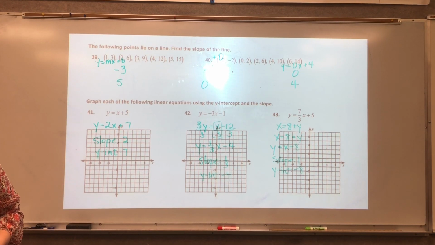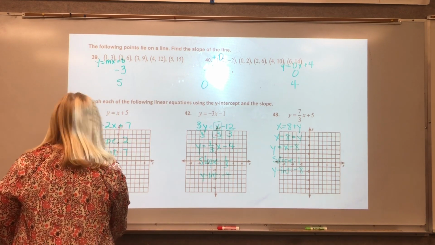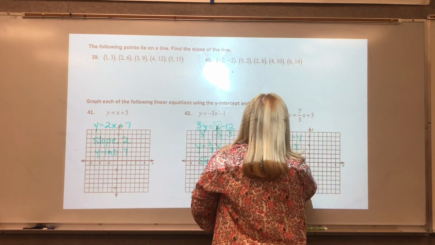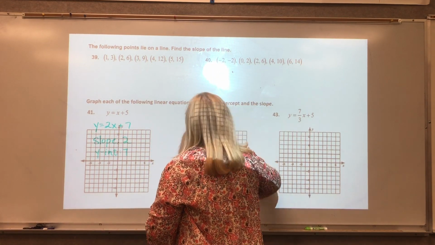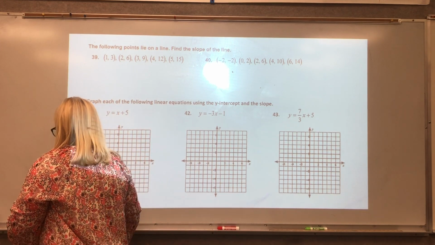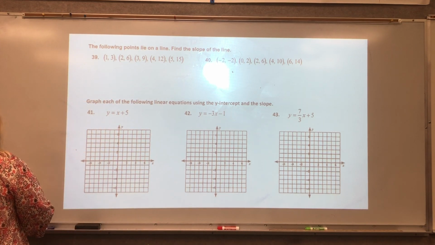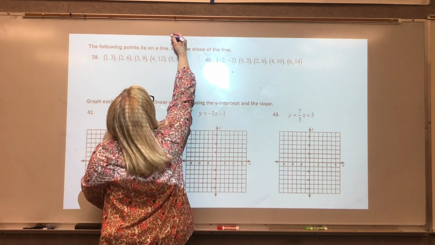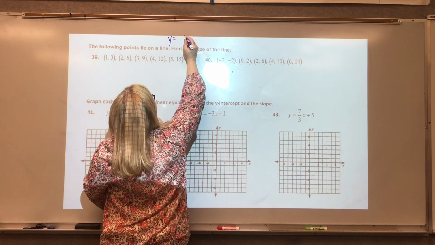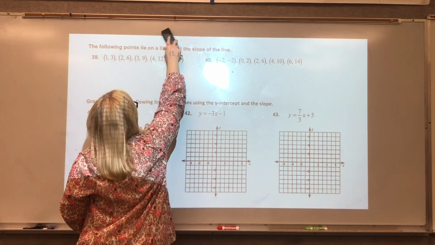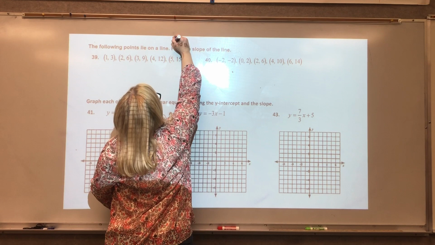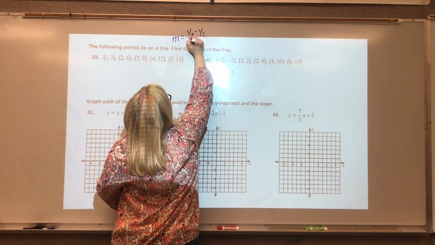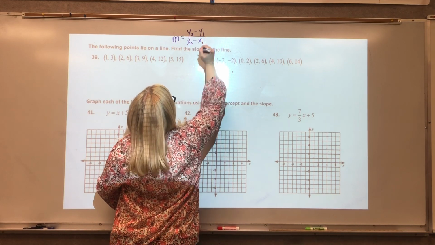The following points lie on a line. We want to find the slope of the line. Okay, this is where that formula comes in, and it's really important that you guys know how to do this because you'll be doing it a lot. Okay, but the formula is, look, it shouldn't be y, it should be m. M equals y2 minus y1 over x2 minus x1.